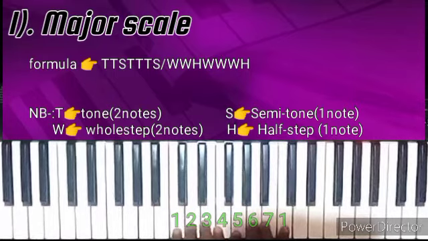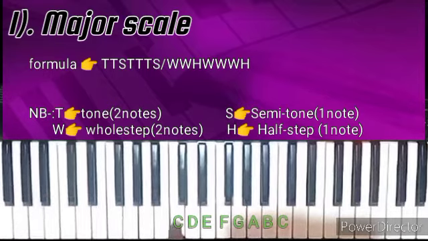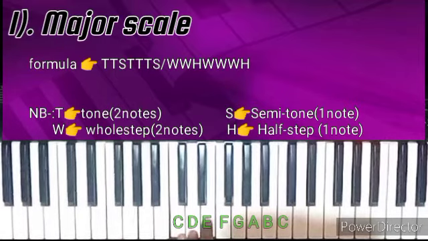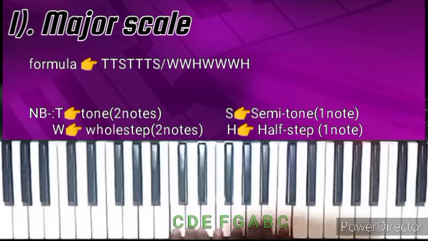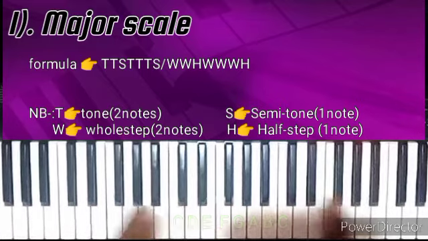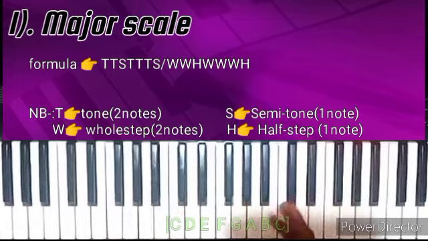So the C major scale comprises C, which is the first note in the scale, and that's what gives the scale its identity. That's C, D, E, F, G, A, B, C. That is your C major scale. So we bring all these notes together to form your C major scale.